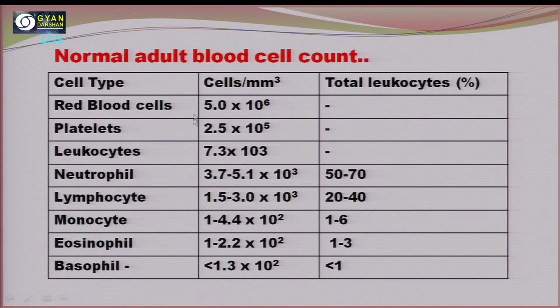Here is the normal adult blood count: RBC 5 x 10^6, platelets 2.5 x 10^5, and leukocytes. These are the cell counts. Here is the leukocyte percentage: neutrophils 50 to 70%, monocytes 1 to 6%, basophils less than 1%. These should be maintained. It is maintained through hematopoiesis and the different growth factors involved, and apoptosis. Ultimately they maintain the steady state levels of the cells inside the body.